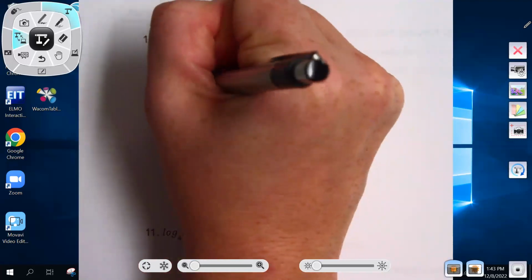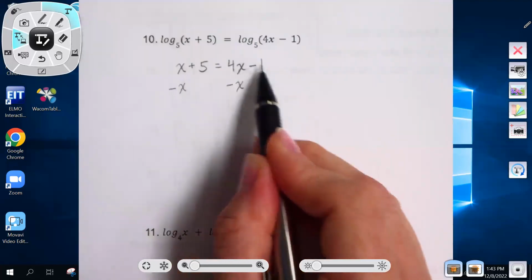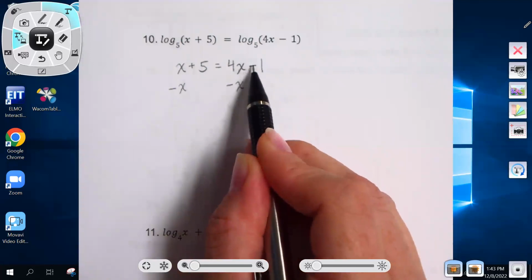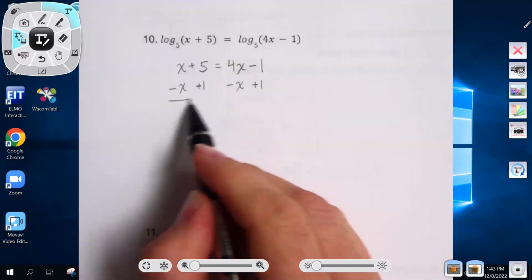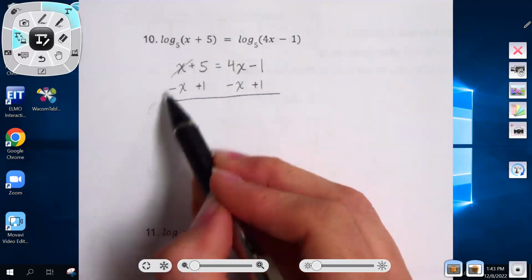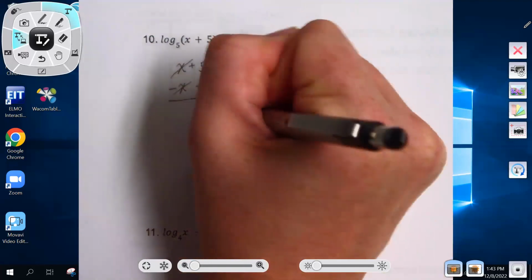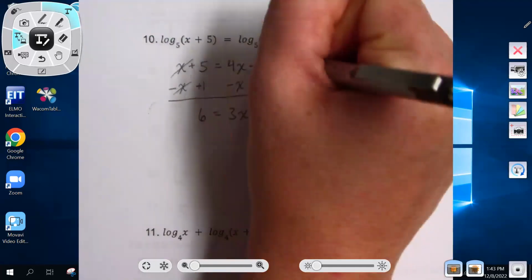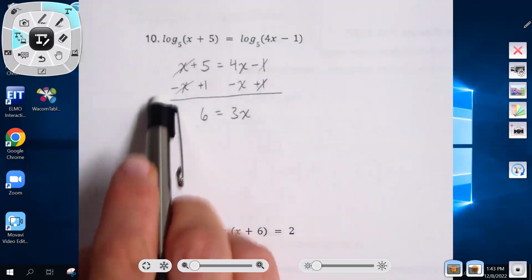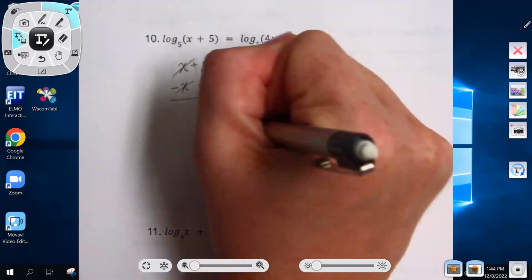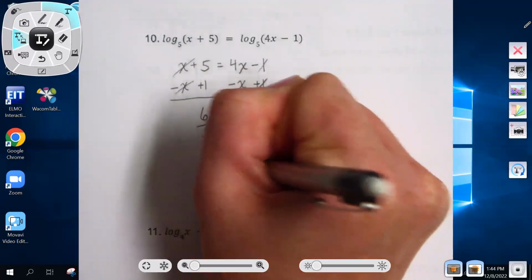I would subtract x from both sides, which is going to put my x values over here. So I'm going to go ahead and get rid of this -1 by adding 1 to both sides in the same step. Again, you could have done this differently than me, and that's fine. So I get 6 equals 3x. So now I'll just divide both sides by 3 to get x by itself. So I get x equals 2.